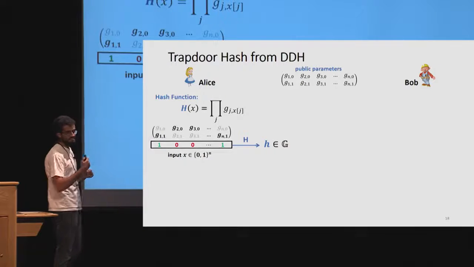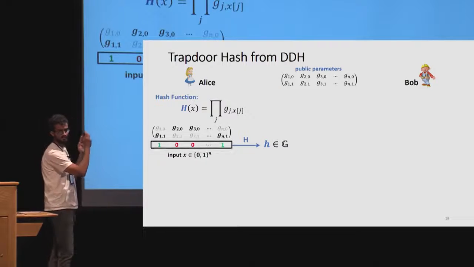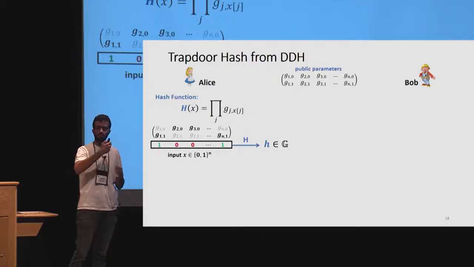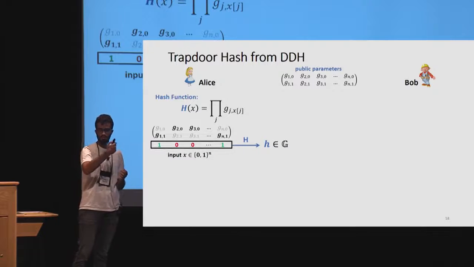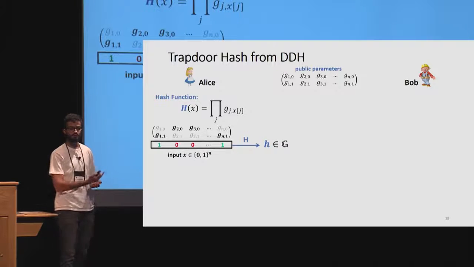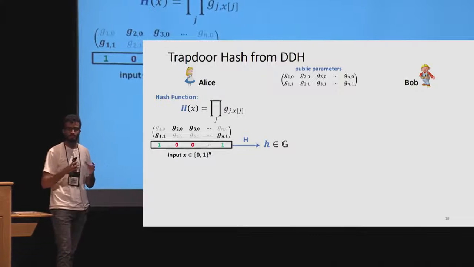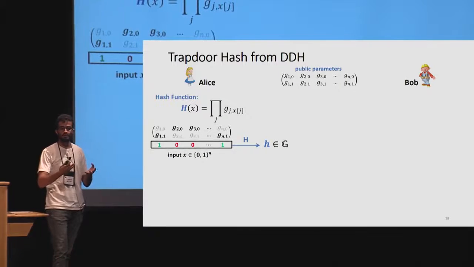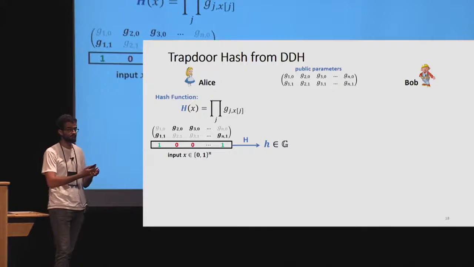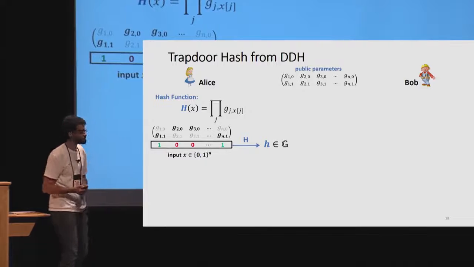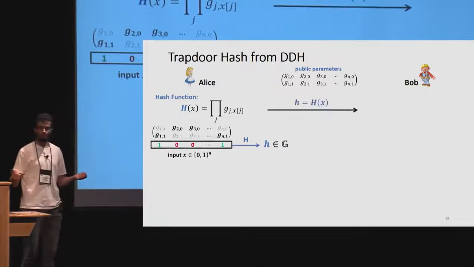So the way that Alice is going to compute the hash is as follows. Alice is going to go over every column in the public matrix, and she's going to take the top group element if the corresponding input bit is 0, and she's going to take the bottom group element if the corresponding bit is equal to 1. So she collects these n group elements, she multiplies them all, and gets a hash value, which is essentially a group element. So again, the hash value is defined as this product. And now she sends the hash to Bob.